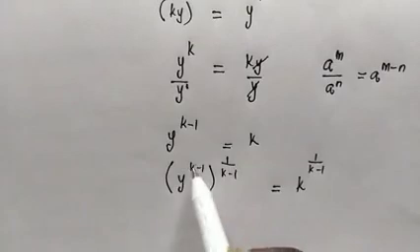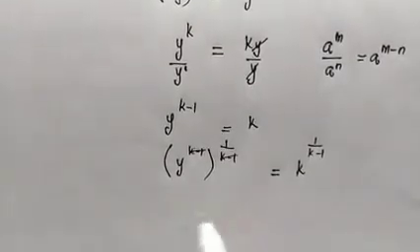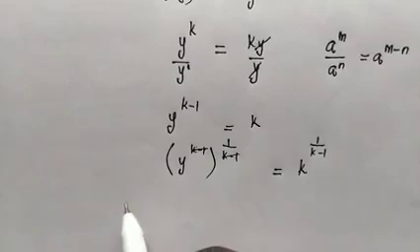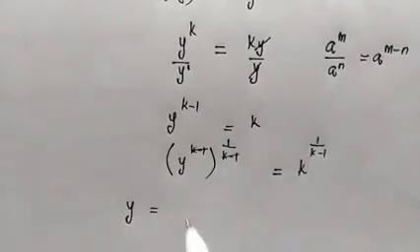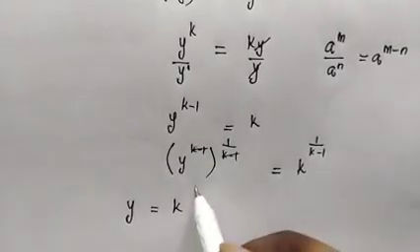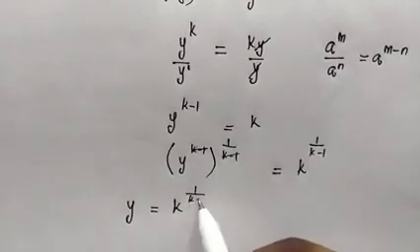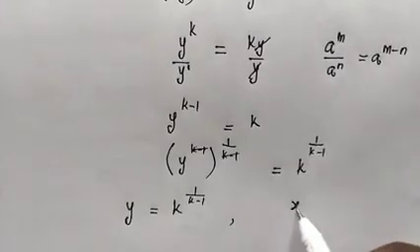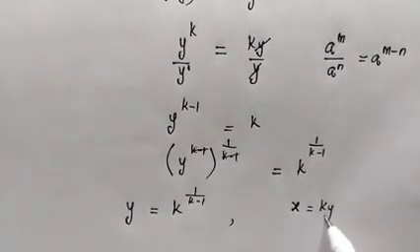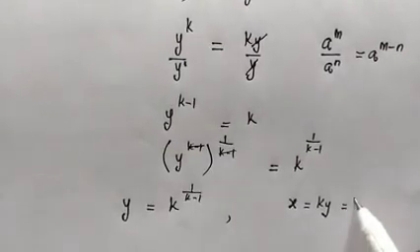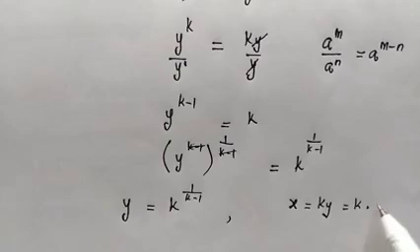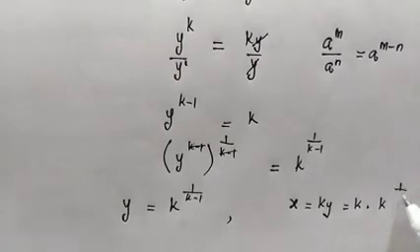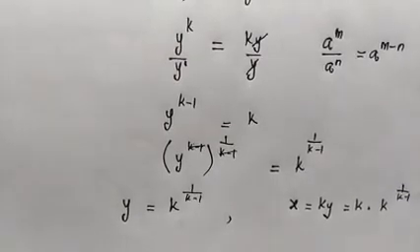So multiply these powers together, this gets cancelled with this, and from here we have our solution for y in terms of k. y is equal to k raised to the power of 1 over k minus 1. Interesting. Then what is x? Remember, x is equal to k times y. So this is going to be equal to k multiplied by y's value, which is k raised to the power of 1 over k minus 1, right?